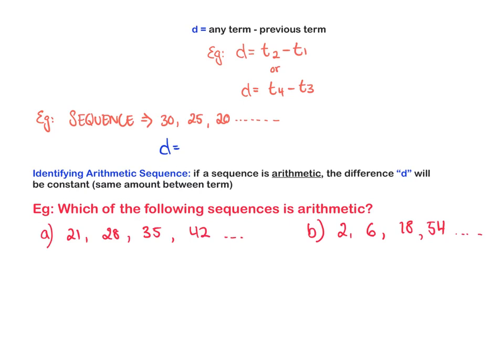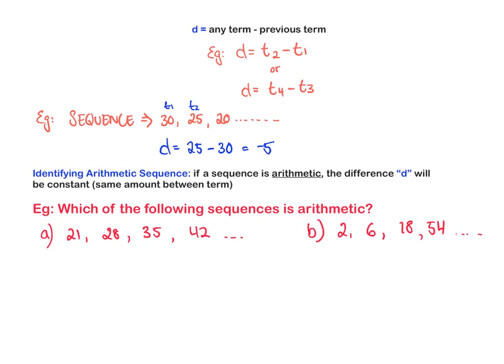It doesn't matter even if you use term 4 and take term 3 away, you'll get the same thing. So if I look at this example here and they say, what's the difference? This would be T1 and this is T2. So I could say 25 minus 30 equals negative 5. So you can see I can find out that negative 5 is the difference.